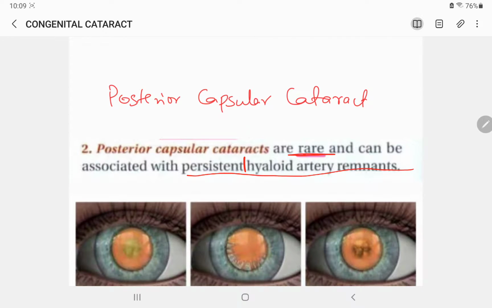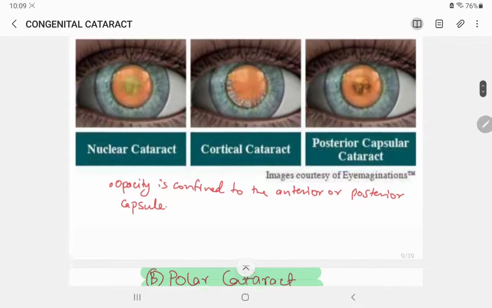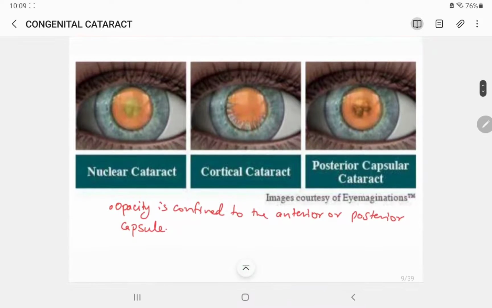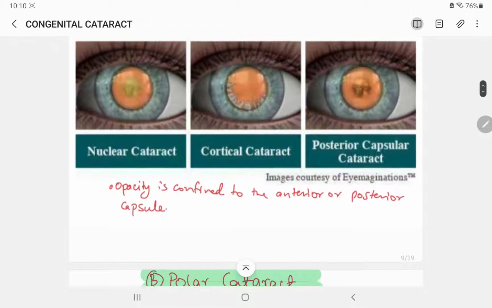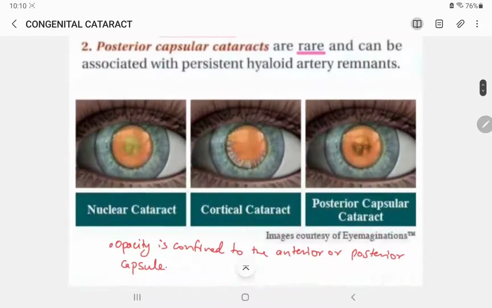So this is an MCQ. Which of the following cataracts is associated with persistent hyaloid artery remnants? The answer is posterior capsular cataract. Keep in mind your figure: this is the nuclear cataract, here is the opacification, here the cortical, and here we can see the posterior capsular cataract. This is just for your remembrance. In capsular cataract, the opacity is confined to the anterior or posterior capsule, as the name suggests.